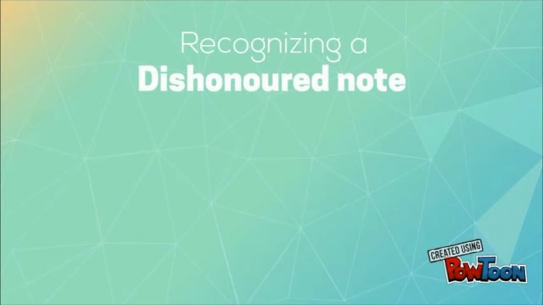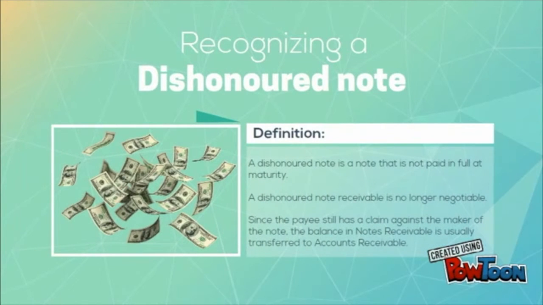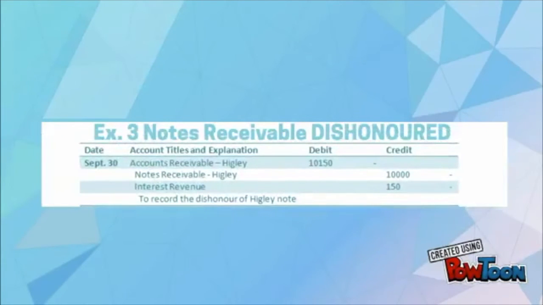Now moving on to the opposite. A dishonored note is a note that is not paid in full at maturity. It is also no longer negotiable, and since the payee still has a claim against the maker of the note, the balance in notes receivable is usually transferred to accounts receivable. Here is an example for a dishonored note receivable. As everyone can see, accounts receivable is debited instead of cash for Higley, since Higley has yet to pay the amount due.